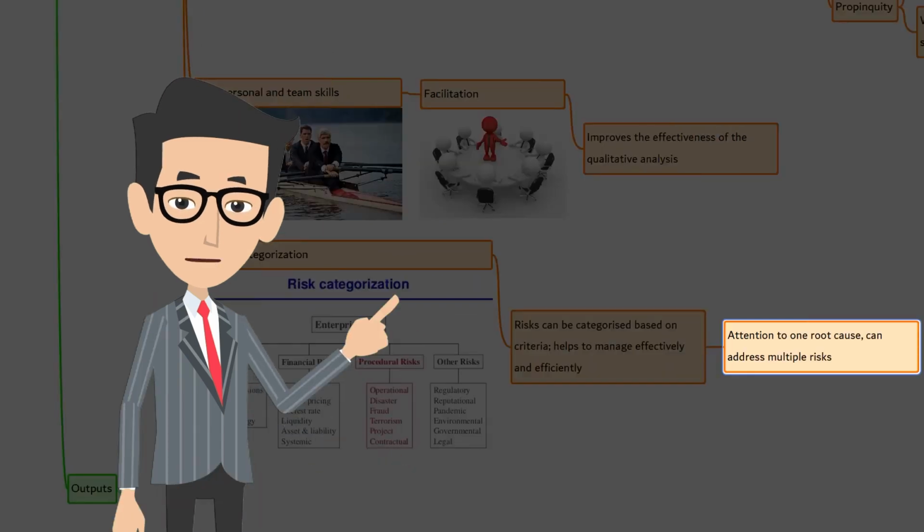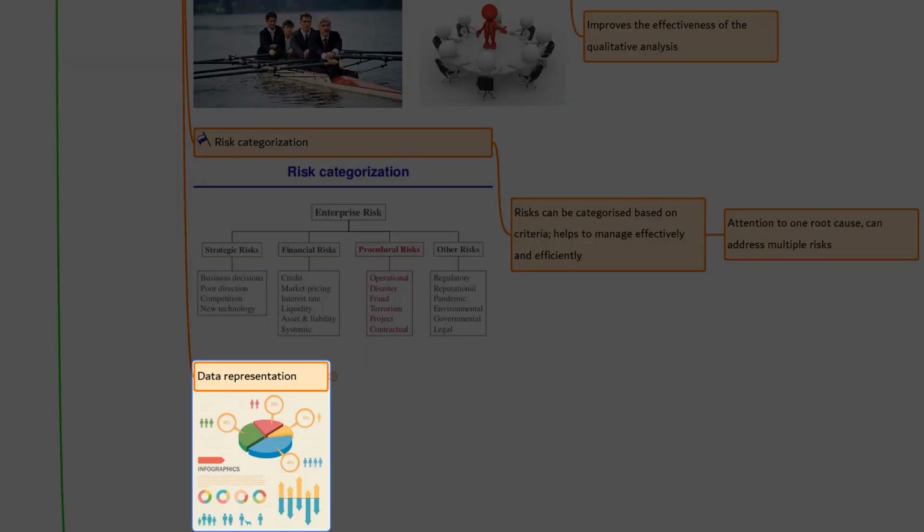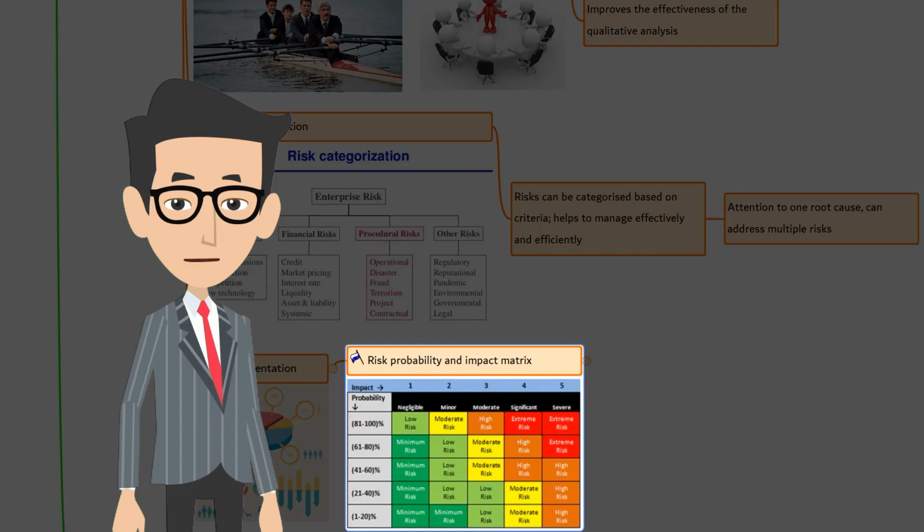The next one is data representation. Here we have the risk probability and impact matrix. On the x-axis, it's the impact, and on the y-axis, it's the probability. On the left extreme, it's low impact and low probability. And as you move towards the center and upward direction, the numbers get higher.